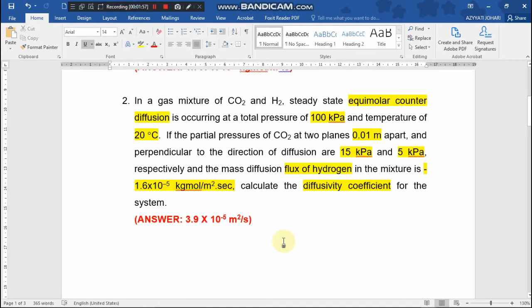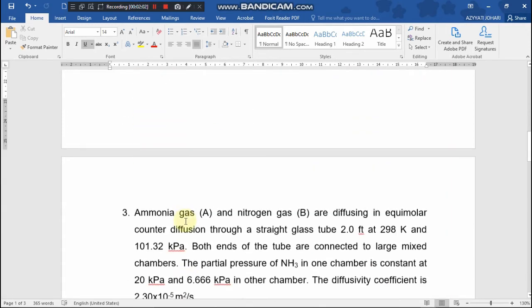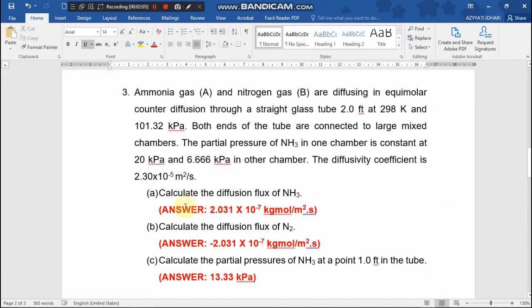So that's the idea on how to solve question number 2. So we move to question number 3. Ammonia gas A and nitrogen gas B are diffusing in equimolar counter diffusion through a straight glass tube 2 feet long at 298 K and 101.32 kPa. Both ends of the tube are connected to large mixed chambers. The partial pressure of NH3 in one chamber is constant at 20 kPa and 6.67 kPa in the other chamber, and the diffusivity coefficient is given.